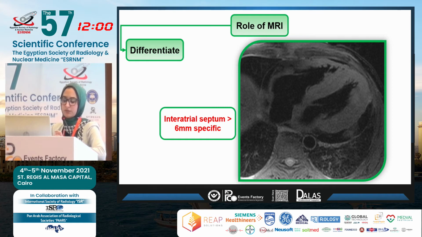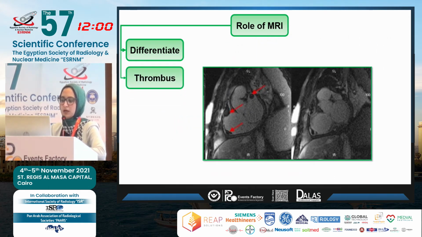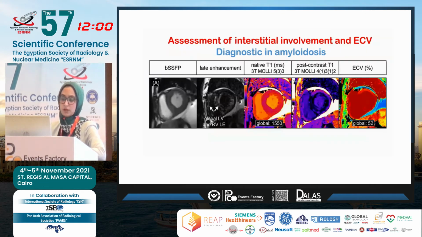If you're lucky enough, an interatrial septal thickness of more than 6 millimeters is very specific in diagnosing amyloidosis, and you can get other concomitant findings like pericardial effusion. You can also answer the question whether there are intracardiac thrombi, which are pretty common in those cases as well. The superior tool in amyloidosis is the mapping techniques. It gives exquisitely high values, higher than any other cardiomyopathy, so that's a very powerful tool to be used in cases of query amyloidosis.